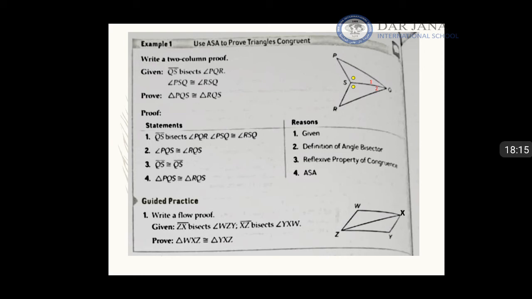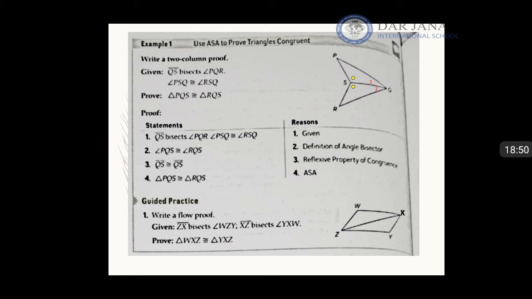This is the given. But since QS bisects angle PQR, as you can see in statement number 2, we can tell that angle PQS is congruent to angle RQS, and refer to the given. So angle 1 is congruent to angle 2, which is the definition of the angle bisector. So statement number 2 tells us that angle 1 is congruent to angle 2, or angle PQS is congruent to angle RQS, since QS is the bisector, using the definition of the angle bisector.